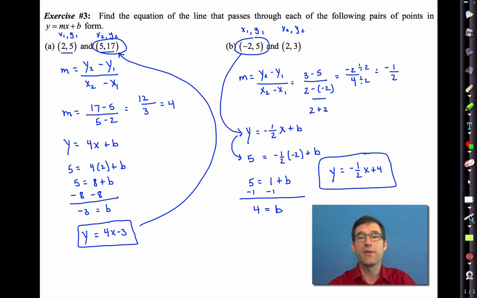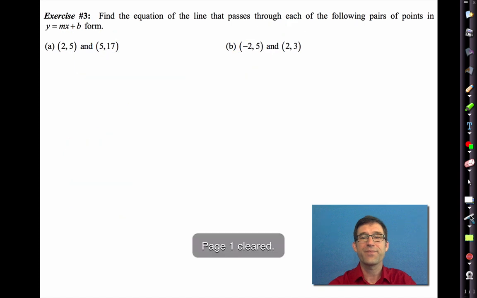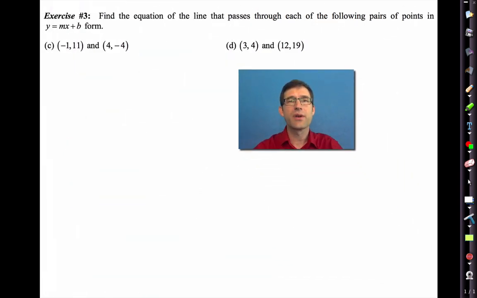So let me clear this out. All right, here we go. And let's do a couple more. Some of these are going to get a little bit more ugly than other ones depending on the fraction work. Okay, let me go through C again. I'm going to call this x1, y1, x2, y2. So I'll do C and then have you do D.